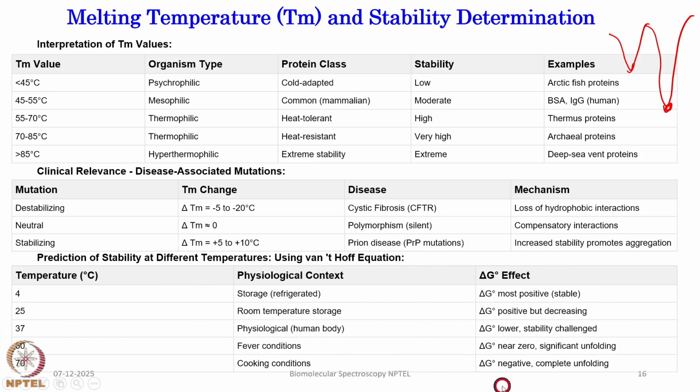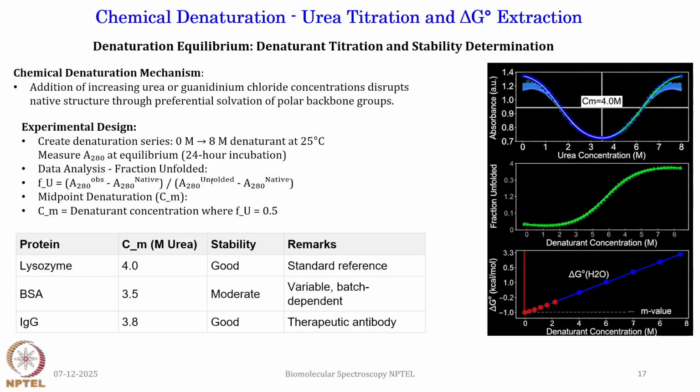At 25 degrees, room temperature storage, delta G is positive, but it is decreasing. At 37 degrees, the physiological or human body temperature, delta G is lower, stability is challenged. At 50 degrees, a fever condition, delta G is near 0, and significant unfolding has happened. At 70 degrees, cooking condition, delta G is negative and complete unfolding has happened, right. So, one can use this simple concept of thermodynamics to understand the stability of a protein.